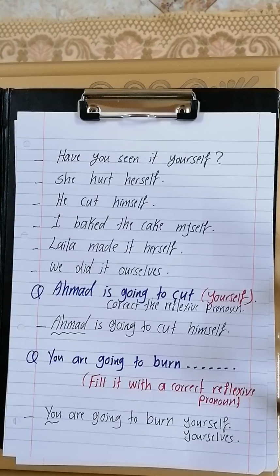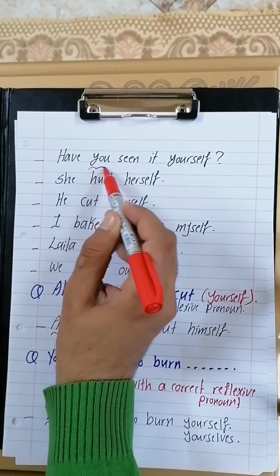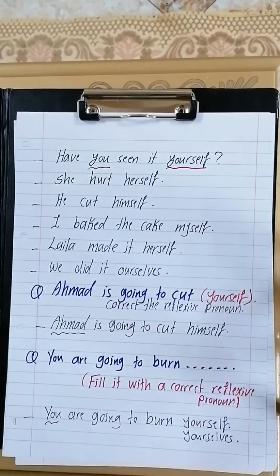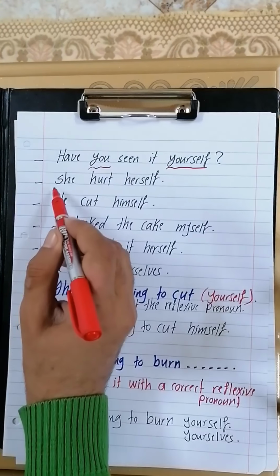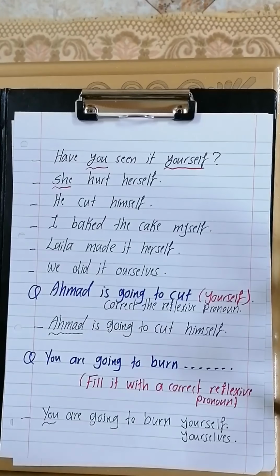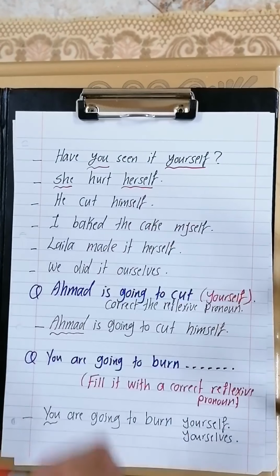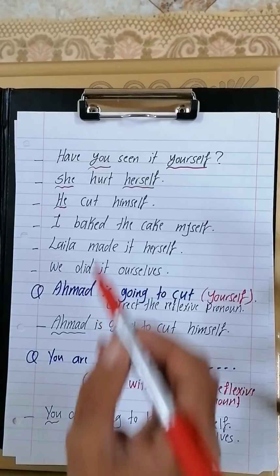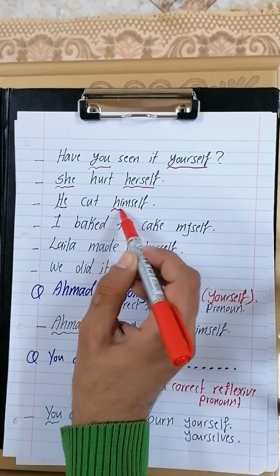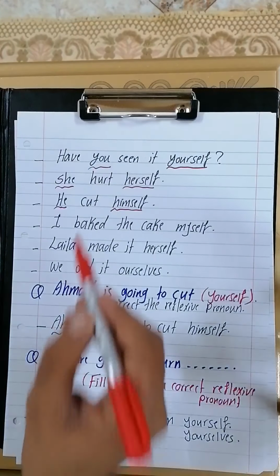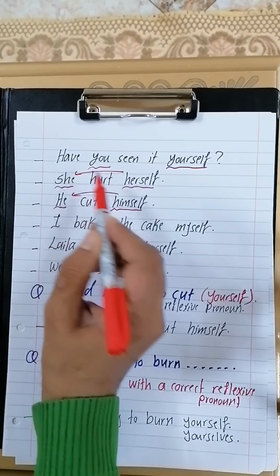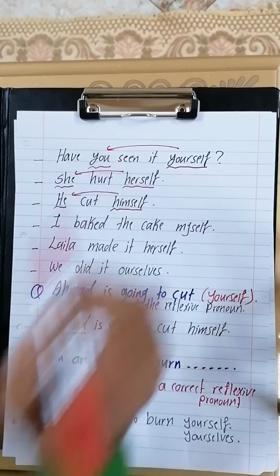Here we have given some examples. You is the subject of the sentence, so we have to say yourself. She is the subject of the sentence, the doer of the action, so we have to say herself. He is the subject of the sentence. He cut himself. We do not say herself. We have to say himself. Herself for she. Like that.